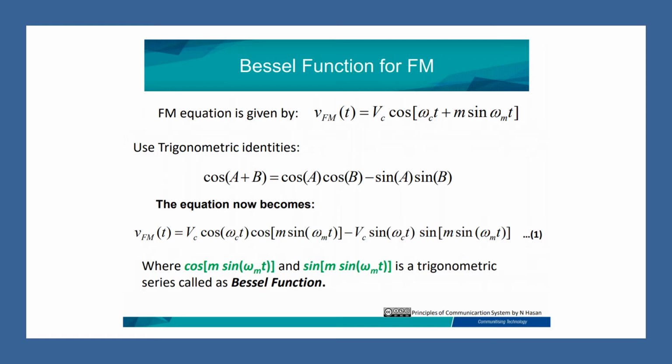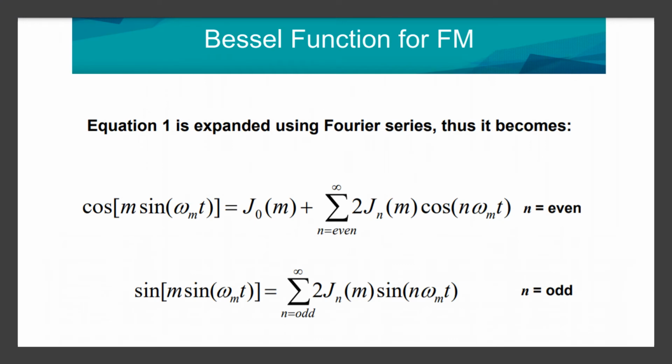So this material here is made by N. Hassan, entitled Principles of Communication System. To go over the Bessel function, equation 1 is then expanded using Fourier series. Thus it becomes the equation here: the first equation is when n is equal to an even number, and the second equation is when n is equal to an odd number.